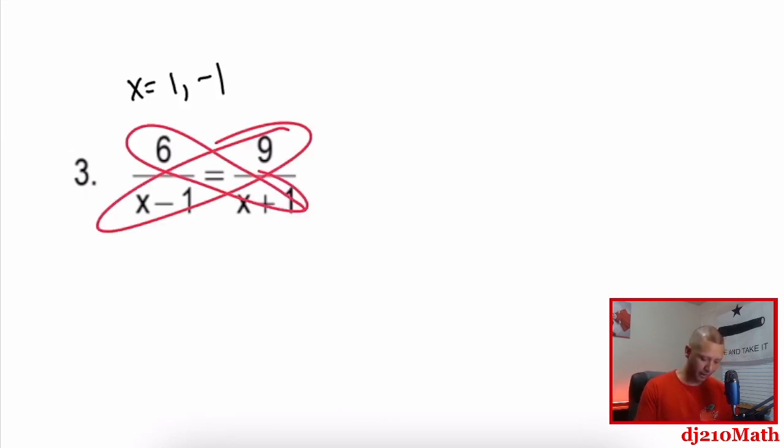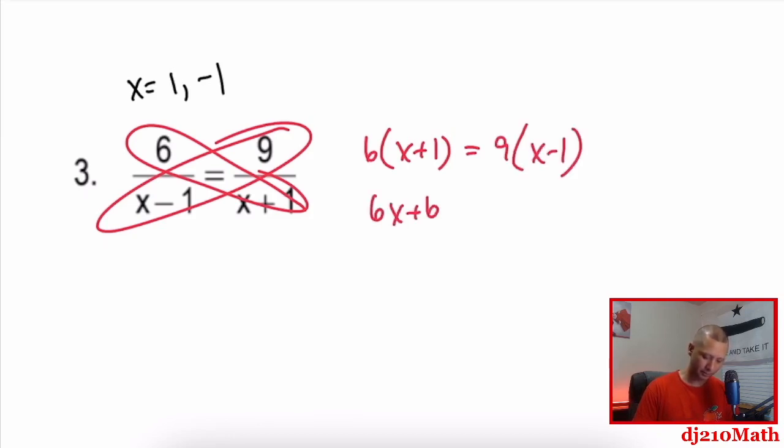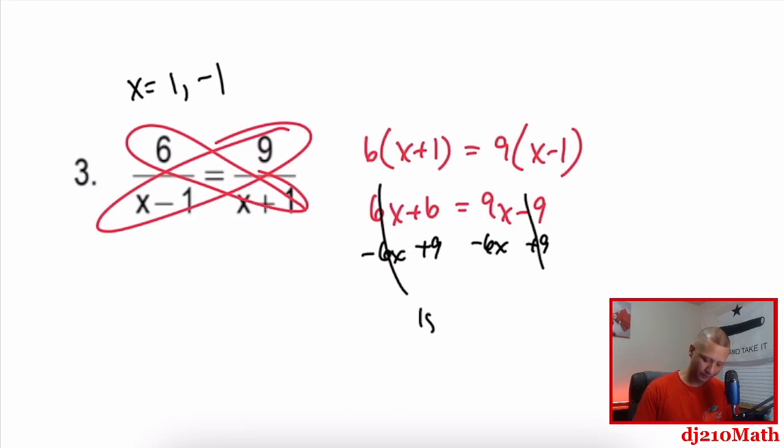So cross multiply because it's a fraction equals a fraction. 6x plus 1 is equal to 9x minus 1. Distribute. 6x plus 6, 9x minus 9. So minus 6x from both sides. I'm going to add 9 to both sides. So this is going to be 15 is equal to 3x, which we see that x is equal to 5.